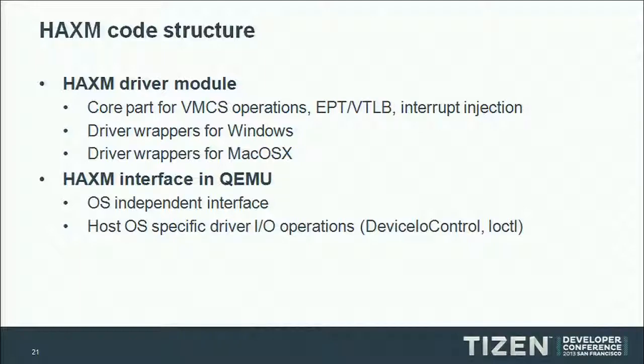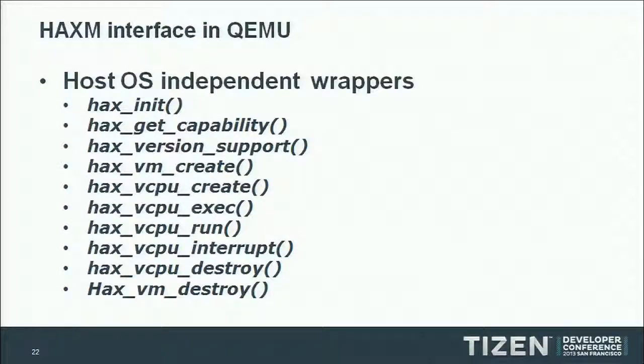And in QEMU side, the HAXM interface is split into two parts. One is the OS-independent interface, and the other one is the host OS-specific driver I/O operations, like device I/O control in Windows and I/O control in the Mac side. Here is the HAXM interface in the QEMU side. We list a bunch of functions here, and I think from the names, they are easy to understand.